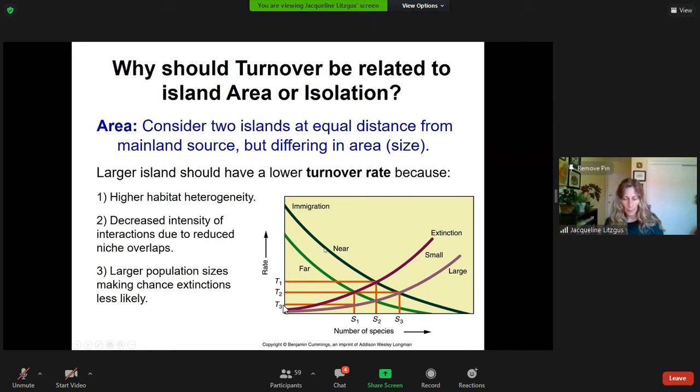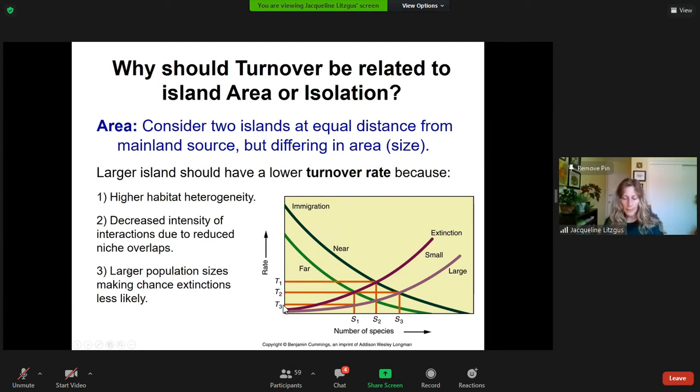Area, though, has an effect on extinction rate. We know that. The larger island should have higher habitat heterogeneity, as we said, and so there's going to be decreased interactions between individuals. There's less niche overlap, because there's more habitat heterogeneity, there's more habitat. And so the larger population sizes are going to make chance extinctions less likely, and so you're going to have a lower turnover rate. Again, large islands should have lower turnover rate because there's greater habitat heterogeneity, then decreased interactions because of lower overlap, and then larger population sizes making chance extinctions less likely.